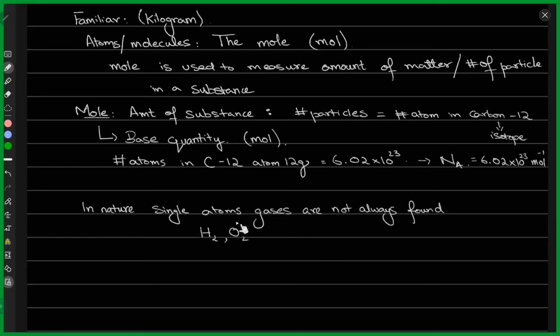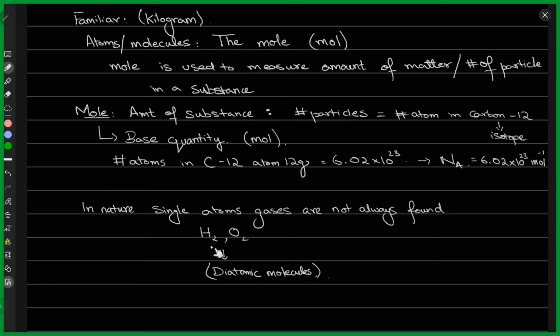So hydrogen, oxygen, and we have other atoms as well. These exist as diatomic molecules. It's known as diatomic molecules. It's easier for these atoms to exist as diatomic molecules, and so that's what they do.